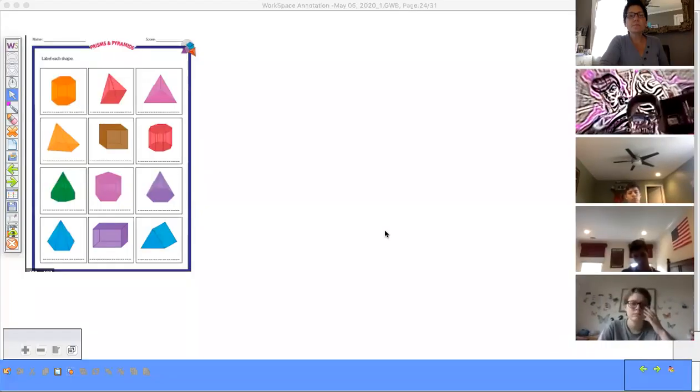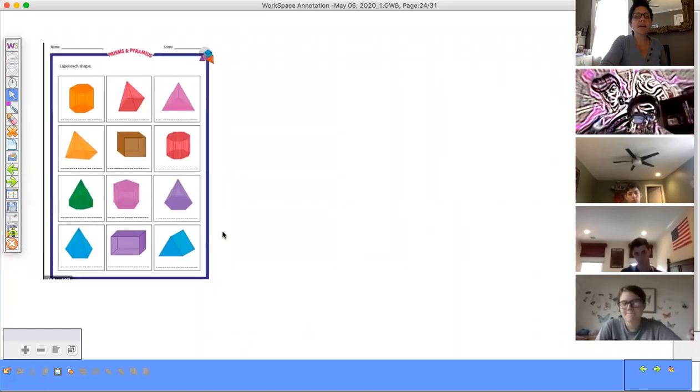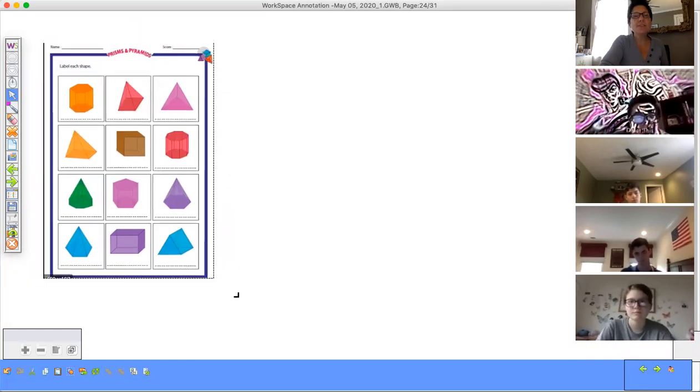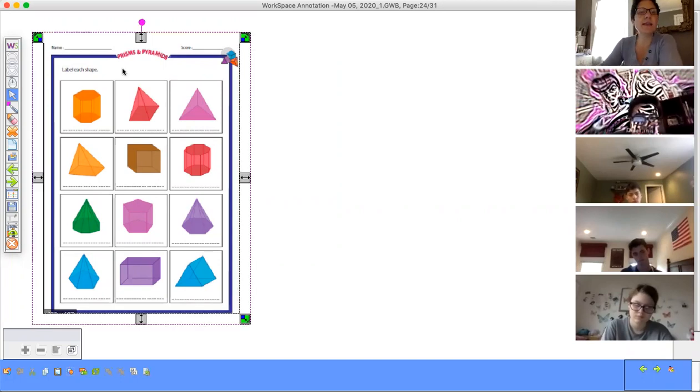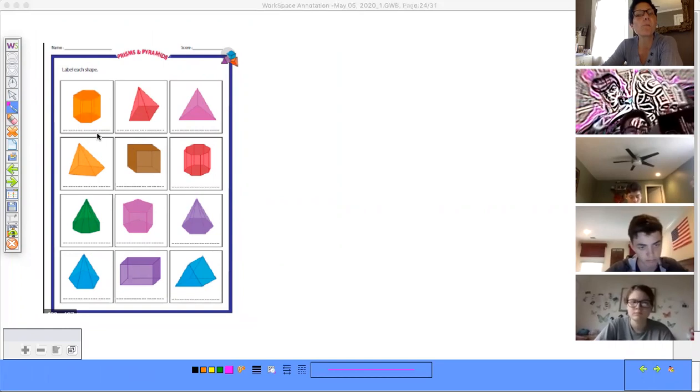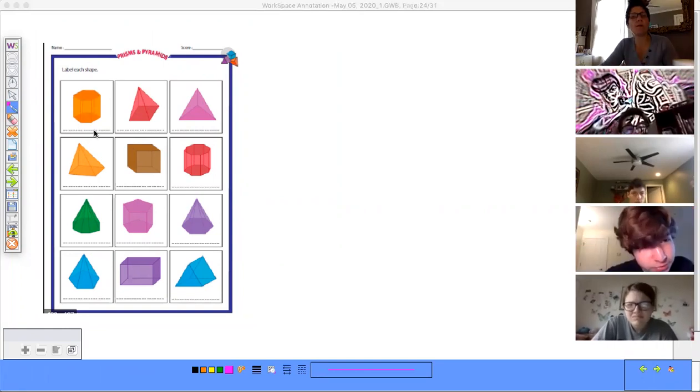Here we go. Okay. So starting with this, you'll notice that this says prisms and pyramids. Do you see how it says prisms and pyramids? Okay. First things first, let's identify the prisms. If I said to you, is this a prism or a pyramid? It's a prism. What kind of a prism is it?